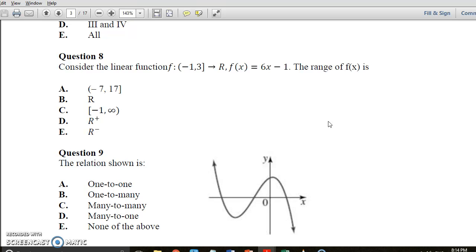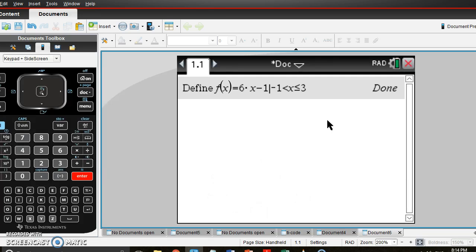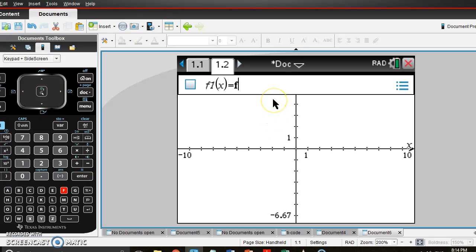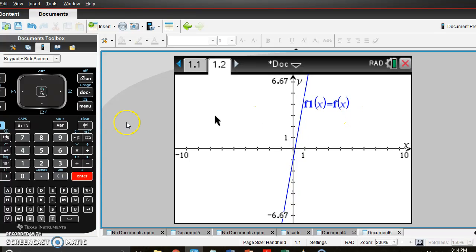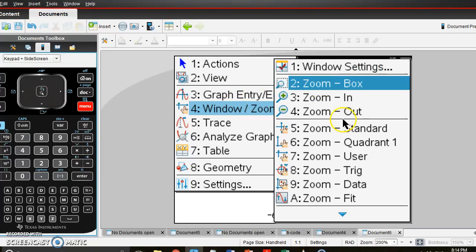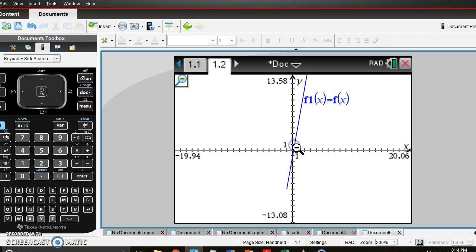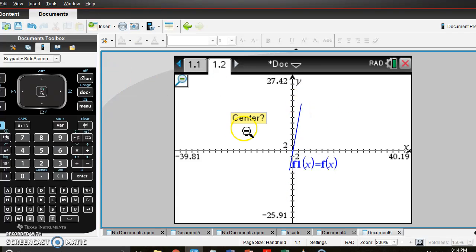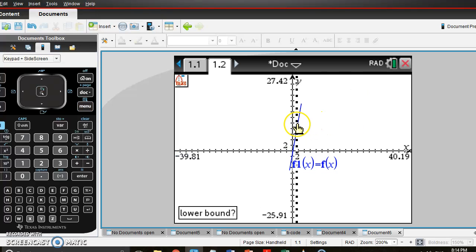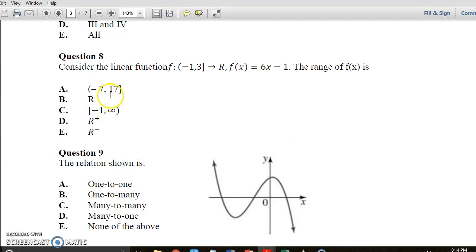Let me just check that. Yeah, and I'm going to press enter, and then I'm going to graph that. I'm going to say, let's graph f of x. And there it is. Now, not the best view, so I'm going to zoom out. There's the center, and I've got an idea as to what they are, so I may go analyze graph, maximum, lower bound, upper bound, so 17 is my maximum. So I've got it here at -7 and 17. It's the only option there, so that's what I'd be choosing.